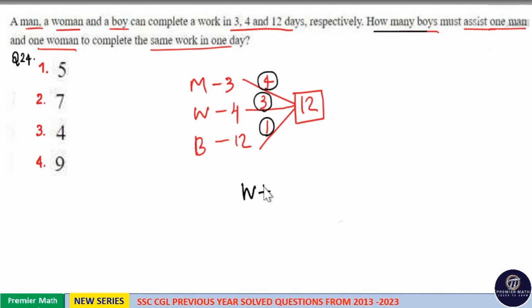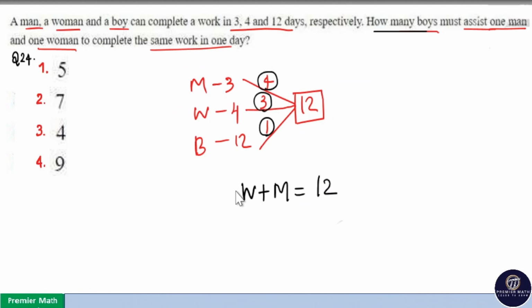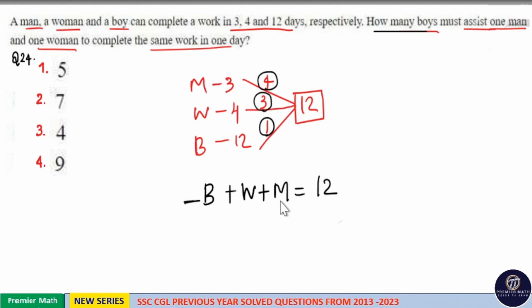How many boys must assist 1 man and 1 woman to complete the same work in 1 day? So total work is equal to 12 unit. Now we have to find the number of boys. Total number of boys who must assist this woman and man to complete this 12 unit of work in a day. Here woman and man complete 4 plus 3, total 7 unit of work in a day.